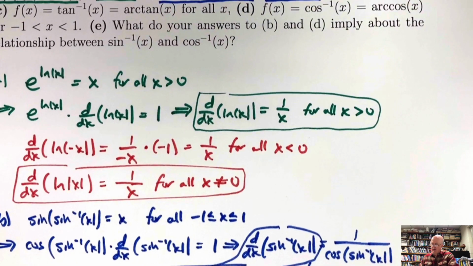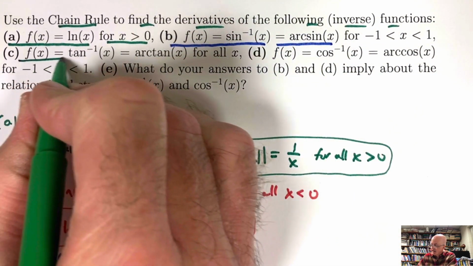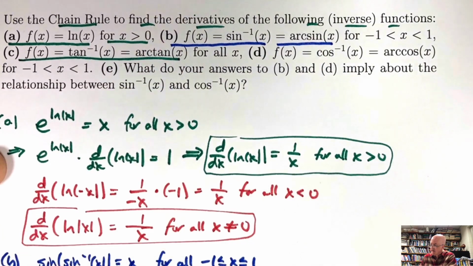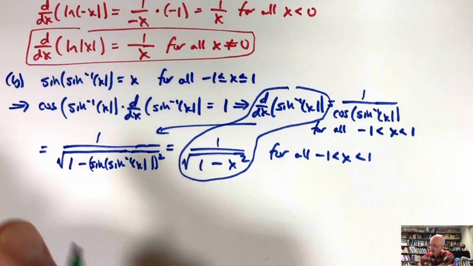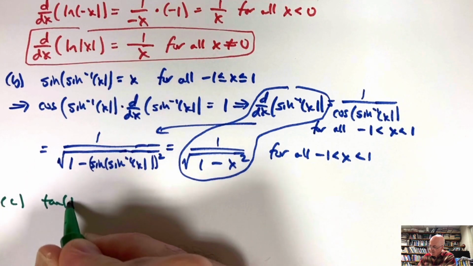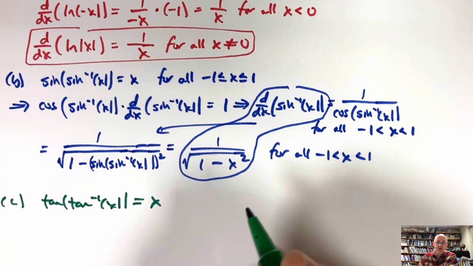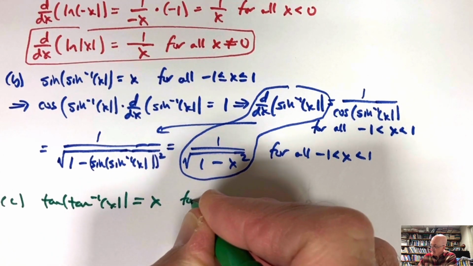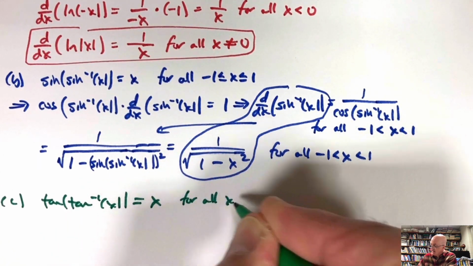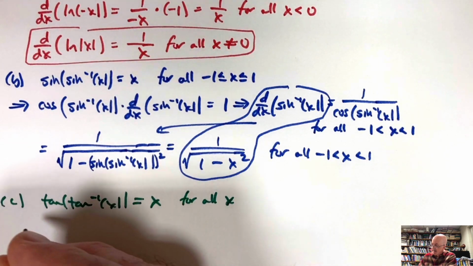All right, let's go more quickly with the next few parts. Part C says find the derivative of inverse tangent, also called the arctangent function. Same kind of deal here. This is part C. Tangent of inverse tangent of x equals x. This is true actually for all x, because it turns out the inverse tangent function has a domain that is all x. This is true for all x, amazingly.